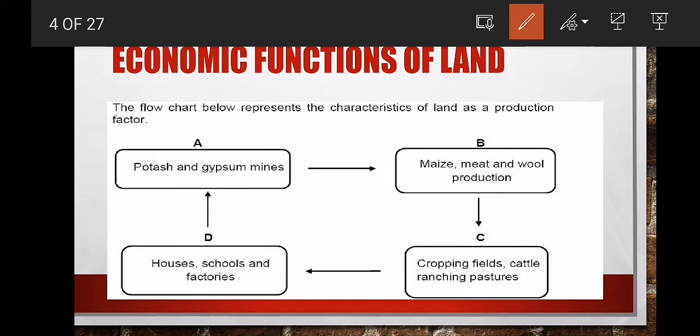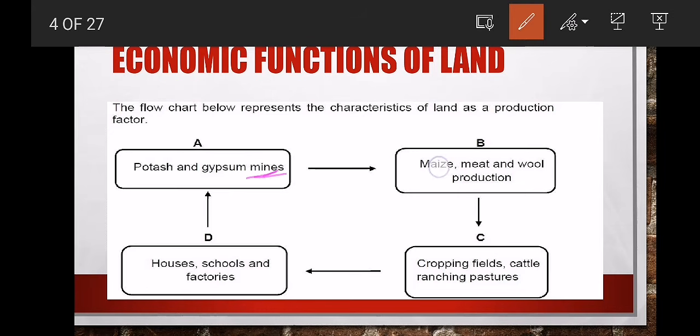It's Porsche's gypsum mines. I want you to take note of mines here. Remember we said in mines we get what? Minerals. So which economic function of land is this? We can say it is a source of what? Of minerals.